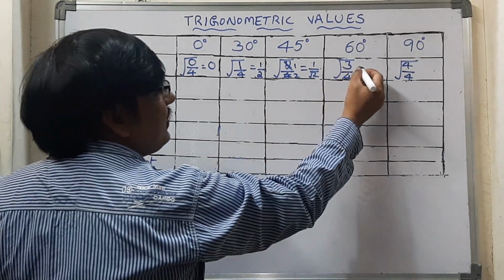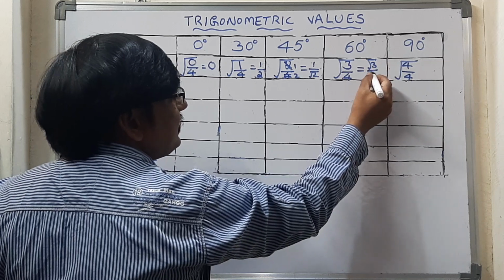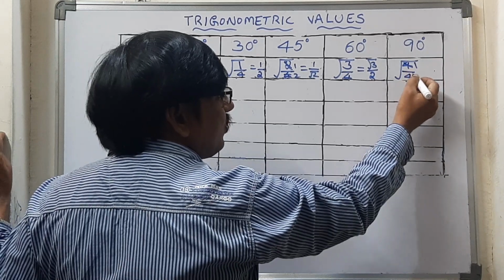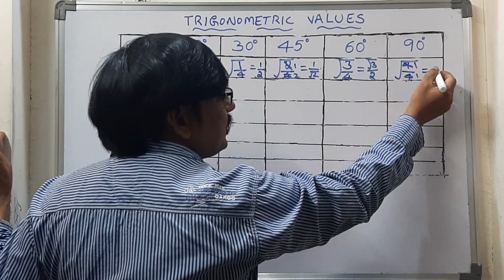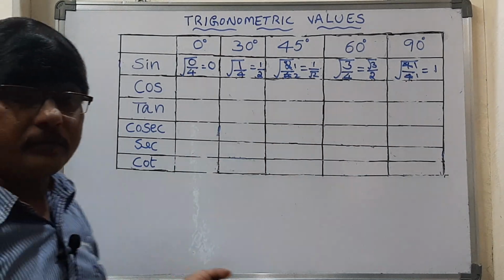And what about this one? Now let's apply the square root again. Root 3 as it is we will write. Root 4 is 2. Root 3 by 2. And here let's make a cancellation, 4 ones, 4 ones. That becomes root 1, and we can take it as 1. Moving on.